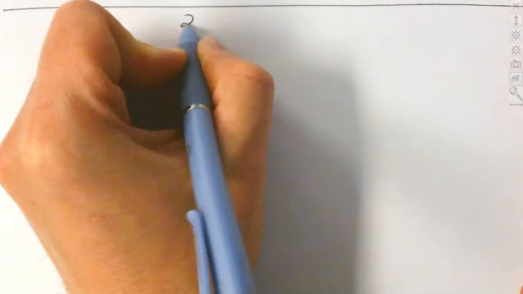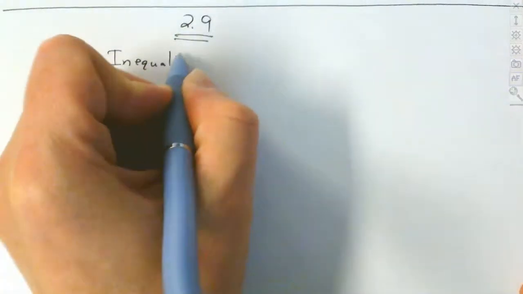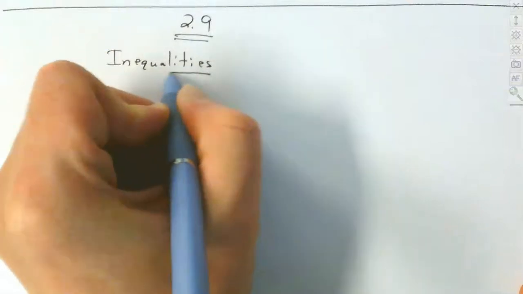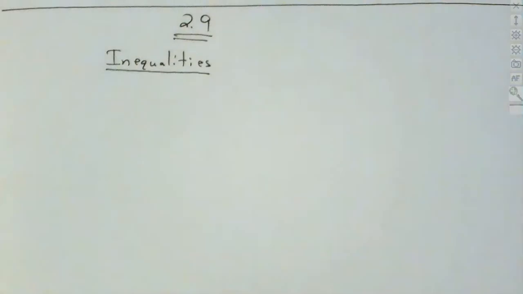2.9. We're going to be looking at inequalities. And we've talked a little bit about inequalities before, but now we're going to review them again. When we look at inequalities, we have greater than, less than, greater than or equal to, less than or equal to.